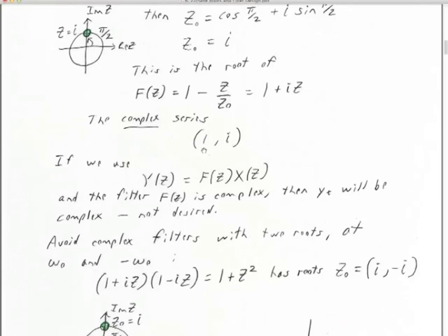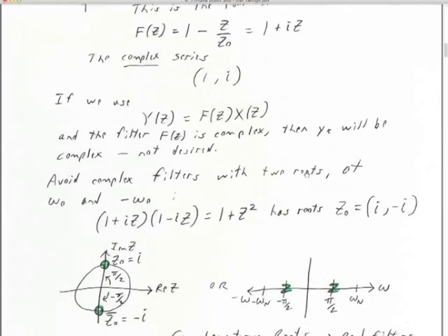So the first sample is all real. The next sample is all imaginary. Kind of a weird time series. Pretty non-physical. Okay, what can we do with that?